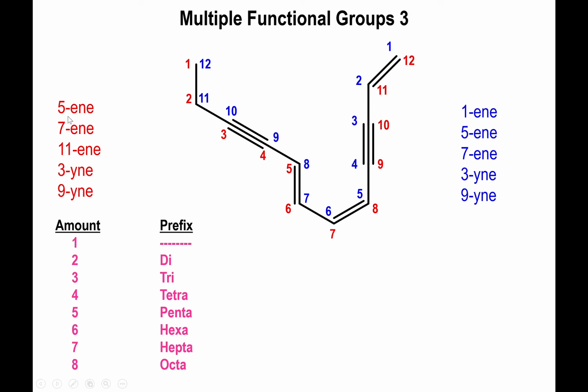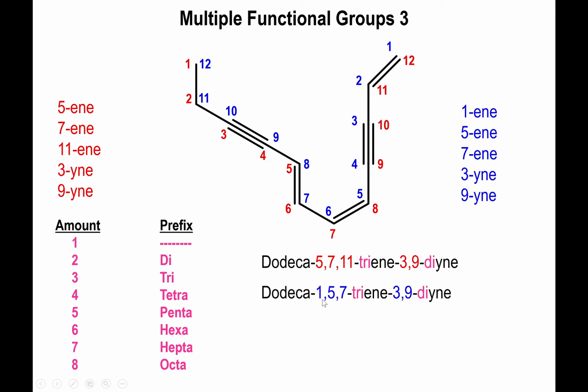So we have the 5, 7, 11 for the alkenes, the 3 and the 9 for the alkynes, 1, 5, 7 for the alkenes, 3, 9 for the alkynes. So you will have the following names: dodeca, 5,7,11 triene, 3,9 diyne in the red series, and dodeca 1, 5, 7 triene, 3,9 diyne for the blue series.